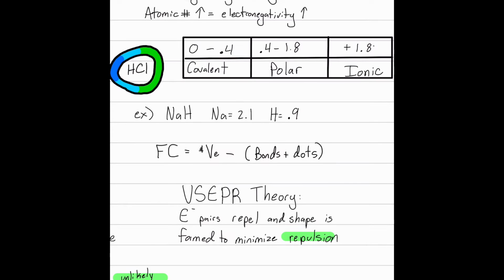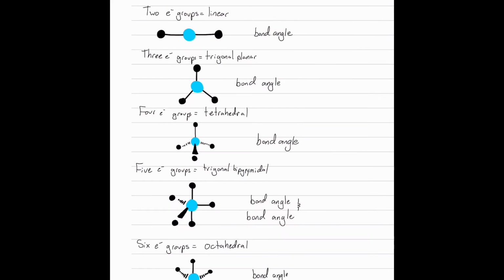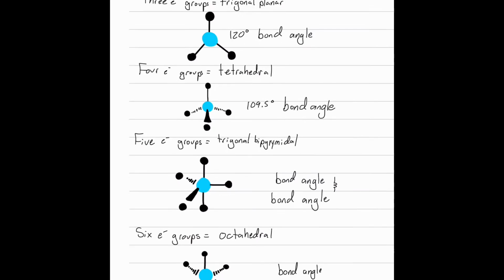According to VSEPR theory, electron pairs will repel each other, so a molecule's shape is formed to minimize this repulsion. Here is a chart of the geometry made from the different number of electron groups in a molecule. 2 electron groups means that the geometry will be linear, giving it a 180-degree bond angle. 3 electron groups gives us the trigonal planar shape with a 120-degree bond angle. 4 electron groups gives us the tetrahedral shape with a 109.5-degree angle.